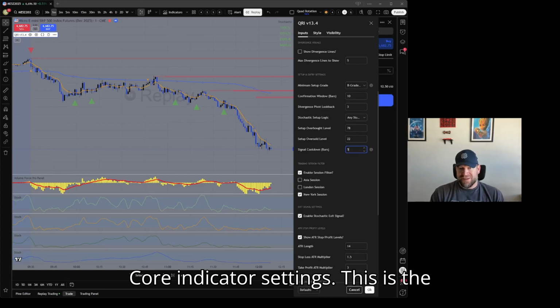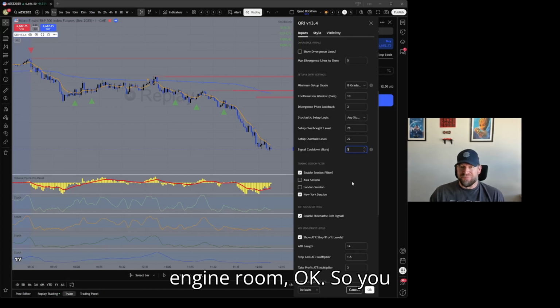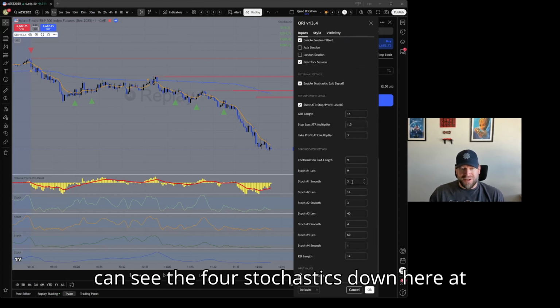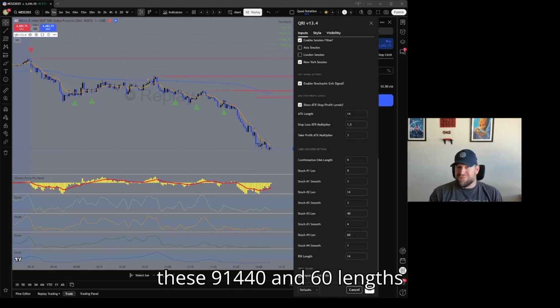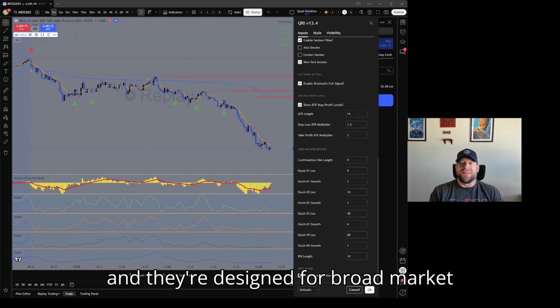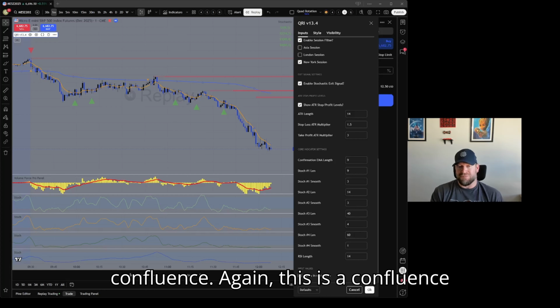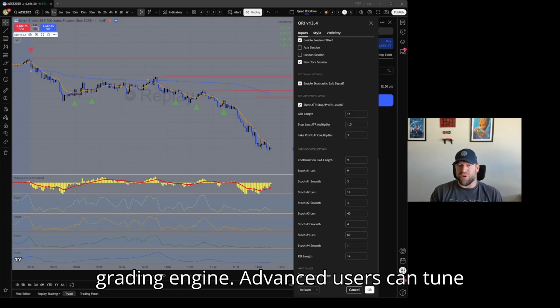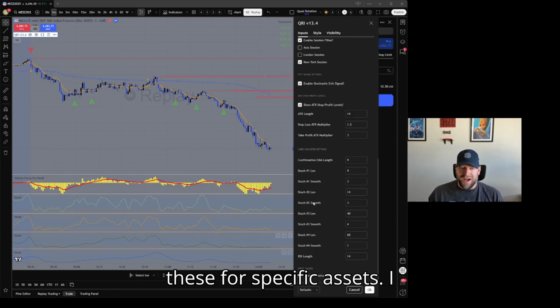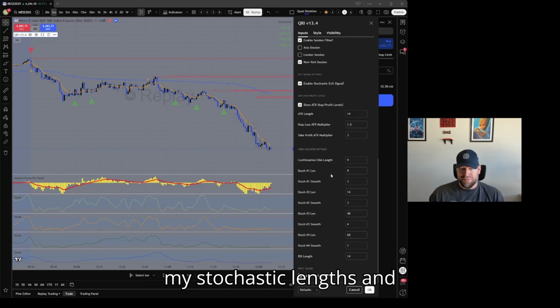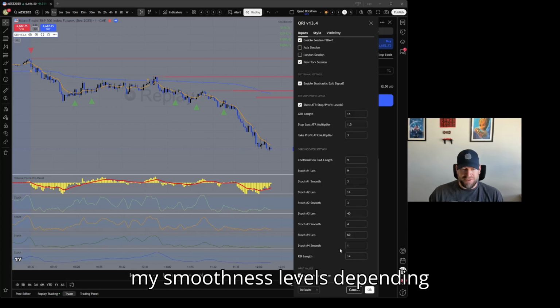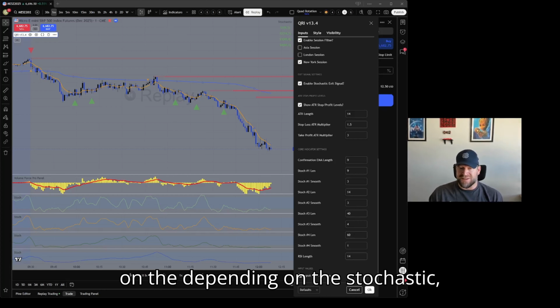Core indicator settings. This is the engine room, okay? So you can see the 4 stochastics down here at the bottom. You've got these 9, 14, 40, and 60 lengths, and they're designed for broad market confluence. Again, this is a confluence grading engine. Advanced users can tune these for specific assets. I trade ES, but this will really work across any instrument. So you get to see my stochastic lengths and my smoothness levels depending on the stochastic.